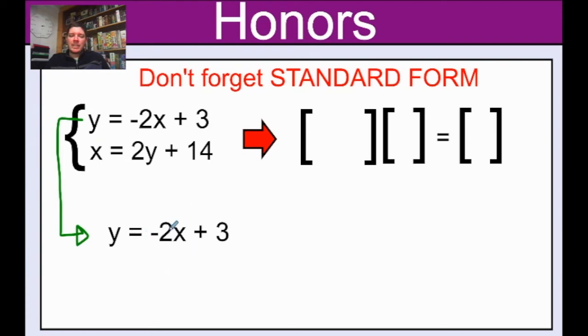To get this -2x to the other side, we would have to add 2x to both sides. And then we could add a 2x right here. Okay. And so we would have, you can see it, I'm not going to rewrite it, 2x plus y equals 3. So that means our top x coefficient is a 2, our top y coefficient is a 1, and then we have a 3 out here. Let's put our x and y, because that's always going to be the same.